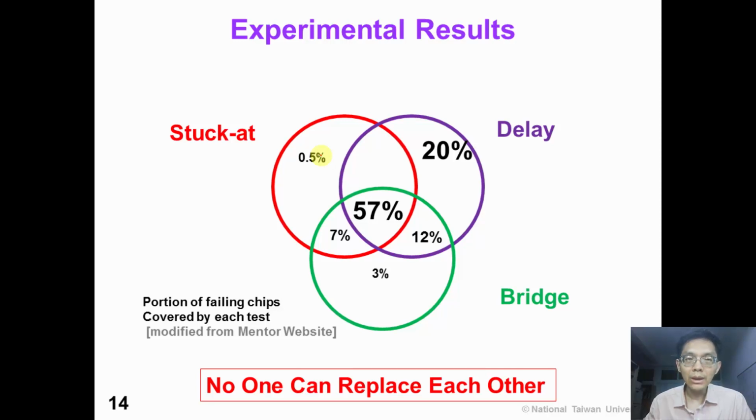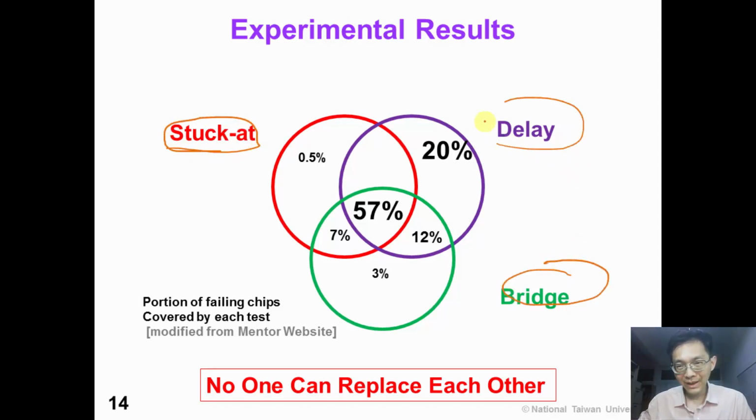So now we already have 3 different models: the stuck-at fault model, the bridging fault model, and the delay fault model. So are they really useful? Now let's see some experimental results performed by Mentor Graphics. This is a Venn diagram for a true experiment. The numbers in this circle show the portion of failing chips covered by each different test.